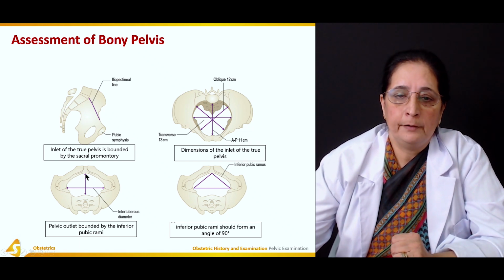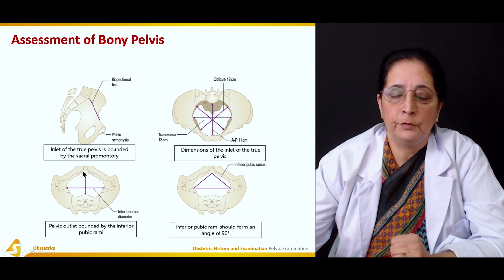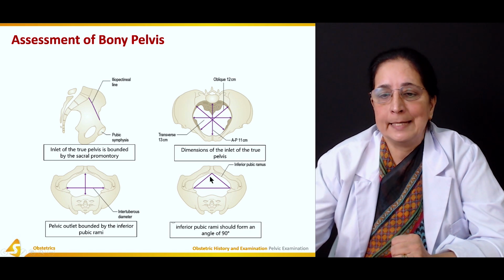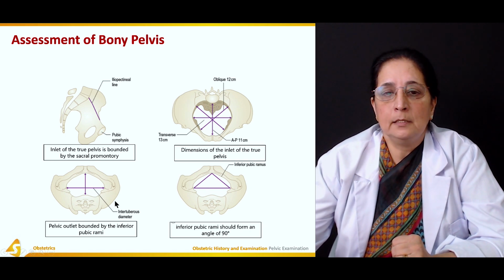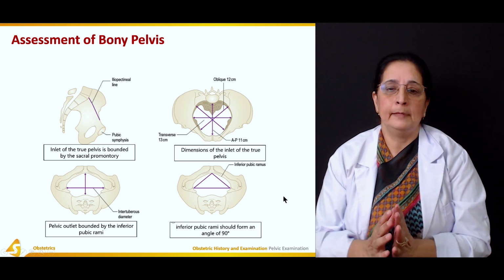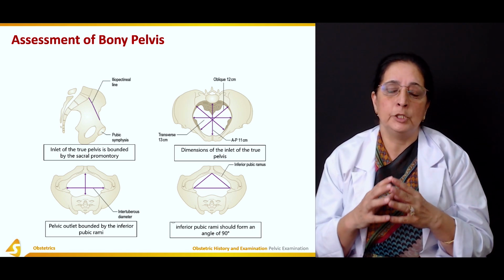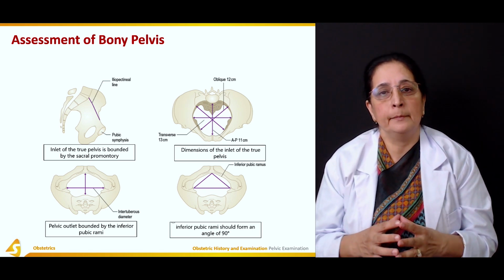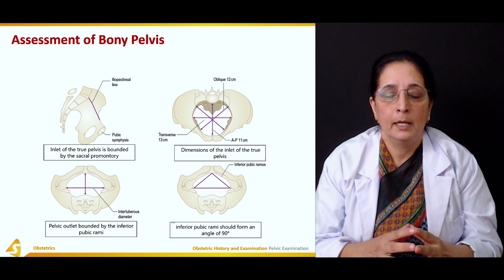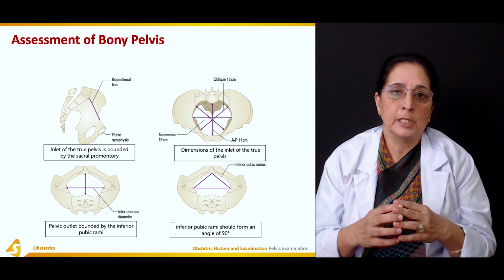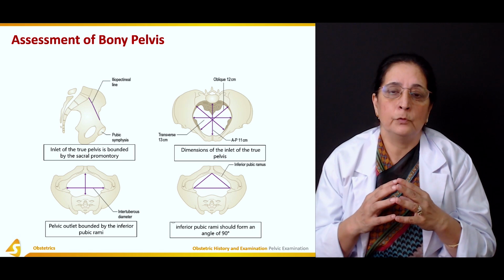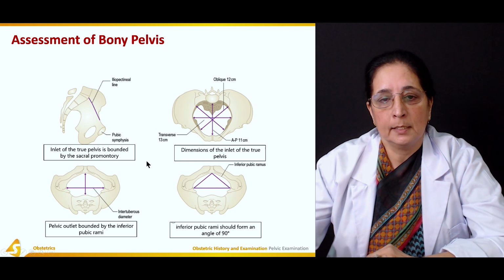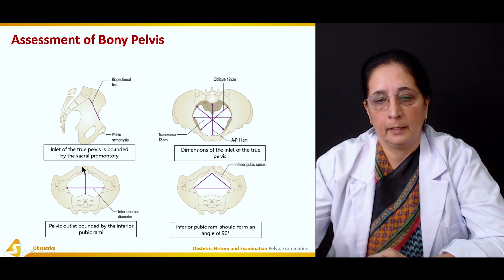This is the inferior pubic rami here. If we draw the lines across this, it should form a 90-degree angle. These are some bony landmarks of the pelvis. 3 bones combine to form the pelvis. We have ilium, ischium, and pubic. Pubic bones of the 2 sides combine together to form the pubic symphysis. This is the pubic symphysis, pubic rami here.